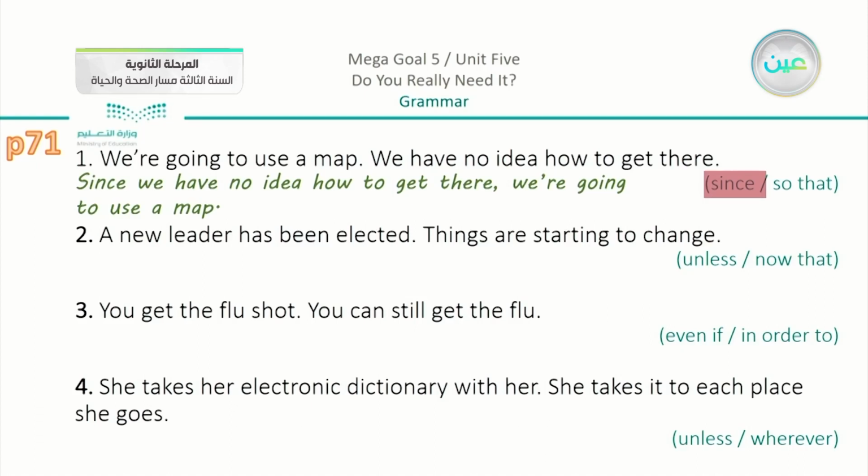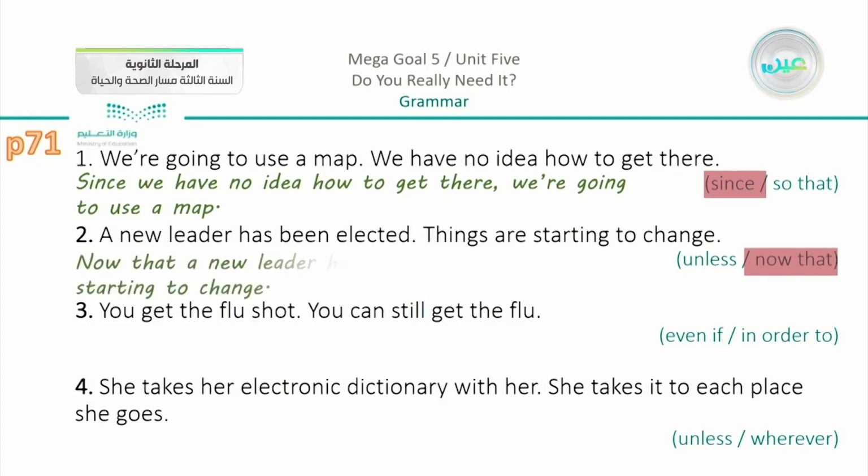So we completed the dependent clause, and then we linked it to the independent clause. We have number 2, a new leader has been elected. Things are starting to change. Now we have here unless and now that, so there is no condition. Now that is going to be the suitable conjunction here, and we are going to say, now that a new leader has been elected, comma, things are starting to change.